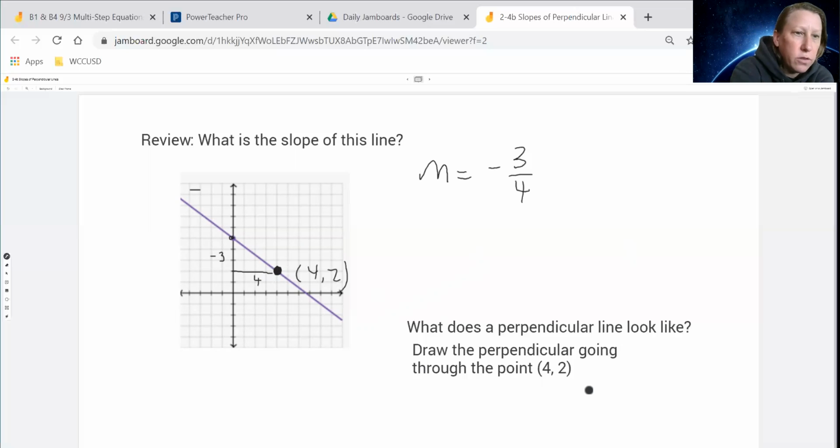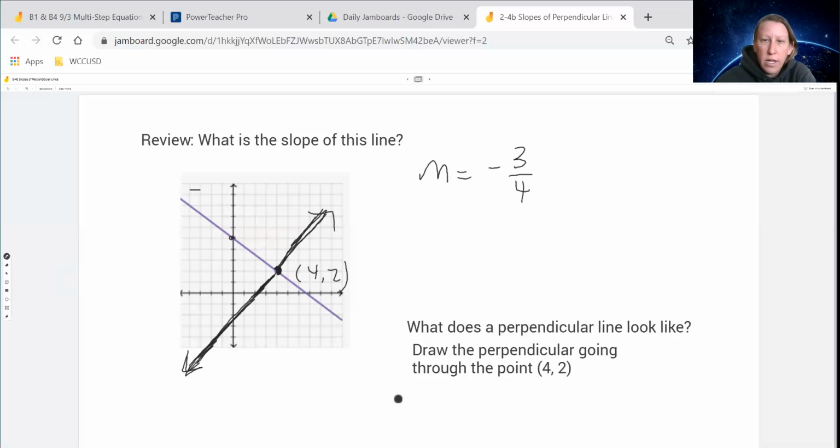What does the perpendicular look like? Well, this line was going down, and we know they have to cross each other at a right angle. So I'm gonna eyeball it. I'm gonna try to get that T right there. Does that look like 90 degrees on both sides? Okay, and then I'm gonna continue down. So the line I just drew, I'll make it a little bit wider, is the line perpendicular going through the point 4, 2. And this looks perpendicular to me. By the way, this has a positive slope.